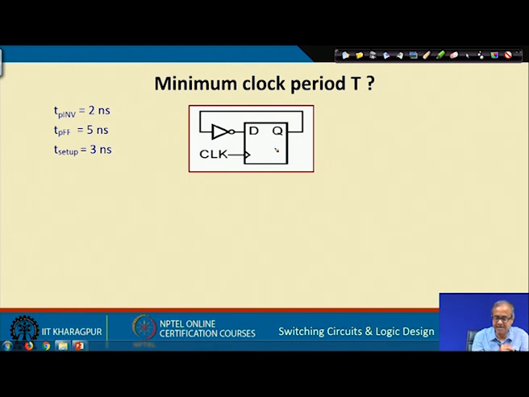Now, the assumptions regarding the delays that we make are as follows. We assume that the delay of an inverter, this NOT gate, TP inverter, is 2 nanoseconds. The delay of this flip flop, so once the clock comes, after how much time the output will come, is 5 nanoseconds, TPFF, and setup time of this flip flop is 3 nanoseconds. Now, as I said earlier, if you recall in our last lecture, the hold time and the propagation delay overlap. So, actually hold time need not be considered when you are talking about the maximum clock frequency, minimum time period.